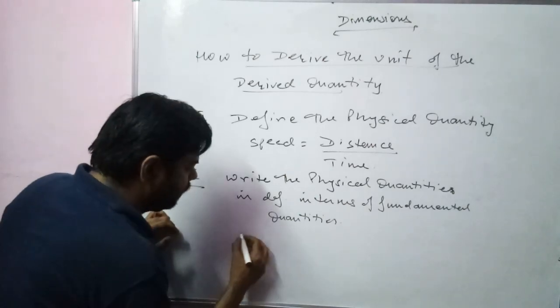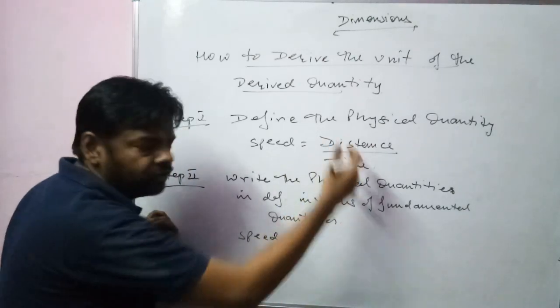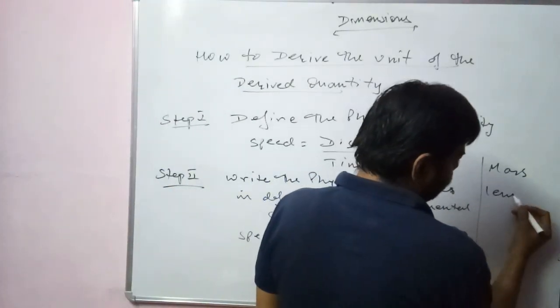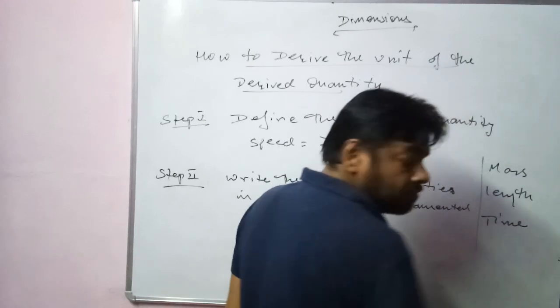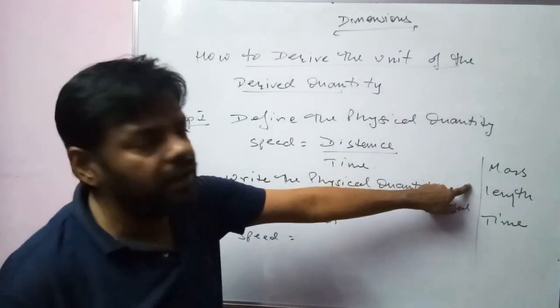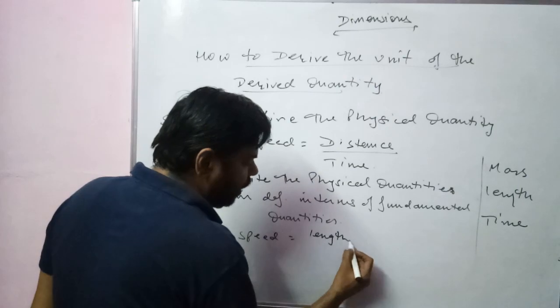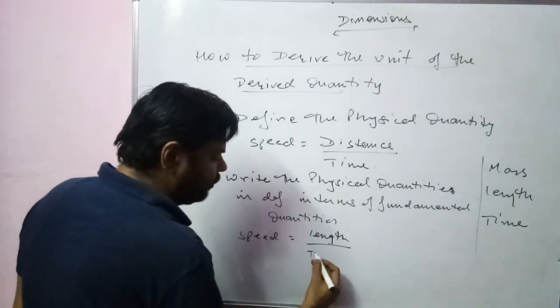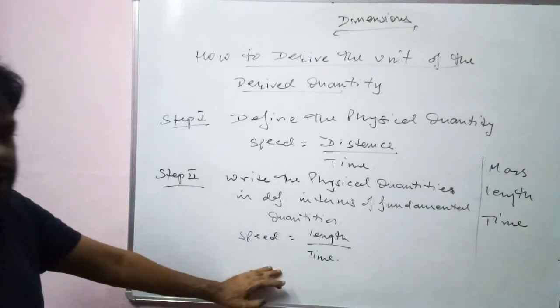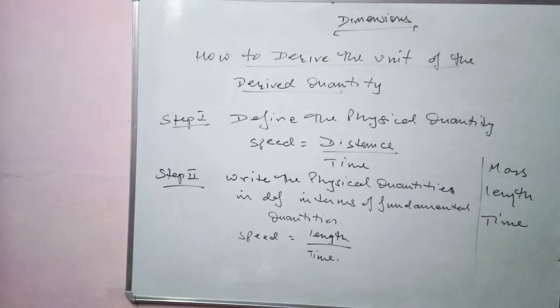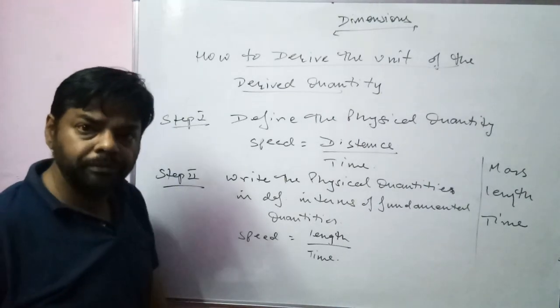Now, speed is written as distance. As for distance, it belongs to mass, length or time. Clearly, since you have an idea that distance belongs to length, in place of distance what am I going to write? I am going to write length. And time itself is a fundamental quantity. Got it, sir? So the second step is clear. Okay, done. Copy it.